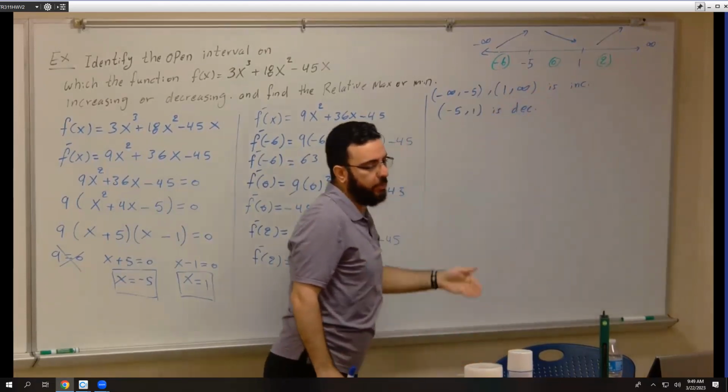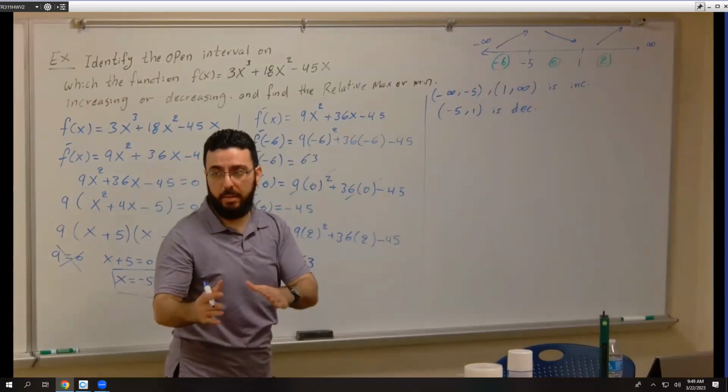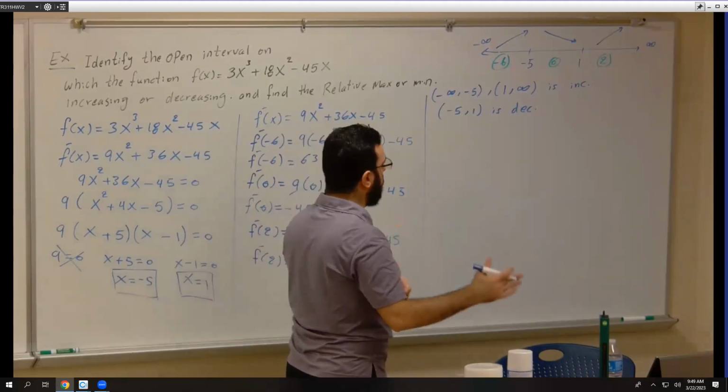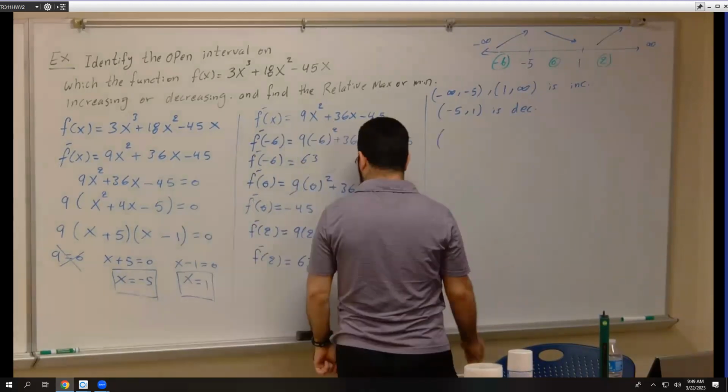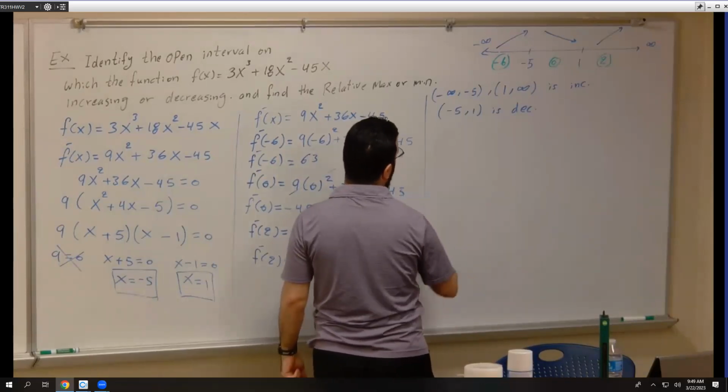When they ask you to find the relative max and relative minimum, you have to write down the point as an x and y. You're not going to just say -5 and 1. No, it's going to be wrong. So we have -5, which means we need to find the y coordinate.